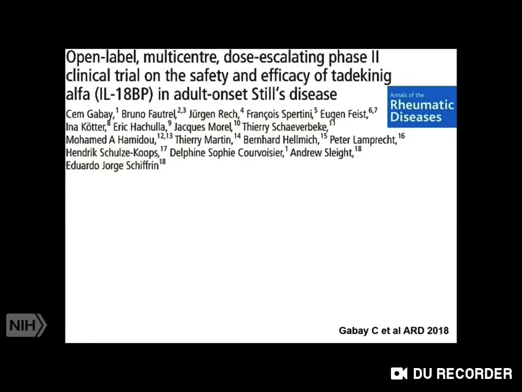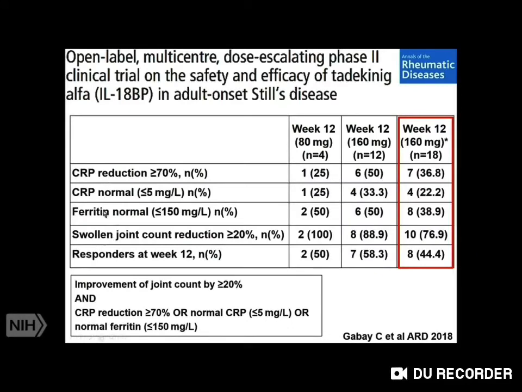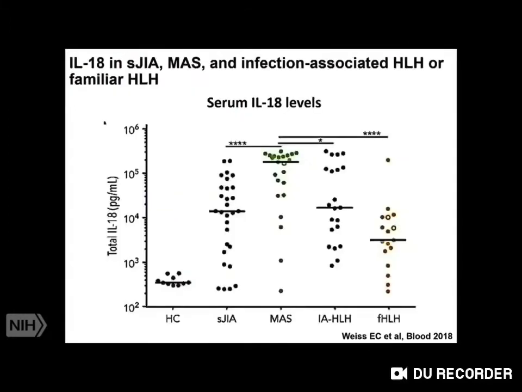Now, interleukin 18 is targetable, yes it is, using IL-18 binding protein, which is becoming a drug. It's called tadekinig alfa, or IL-18BP, and has been used in this study to treat adult onset Still's disease, with the rationale of the high levels of interleukin 18 being present in patients with SJIA and Still's disease. The primary outcome of this phase 2 study was improvement of joint count by 20% and a CRP reduction by more than 70%. Only 40 to 50% of the patients achieved this primary outcome. This is not what we are used to seeing with IL-1 or IL-6 inhibition in SJIA or in Still's disease, therefore suggesting that the target is not chronic inflammation. The target is interfering with MAS or HLH.